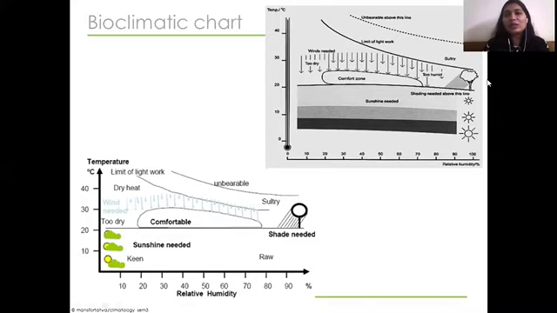So if you see this upper chart, it shows you the comfort zone and the bottom line at 22 degrees Celsius, which is the start of the comfort zone. It shows you where the shading is required, where the winds are required, the limit of light work, and then undesirable heat. Then it also shows you that the requirement of sunshine increases as the temperature decreases. Similarly, this chart shows you the same data, but along with the limitation over light work.